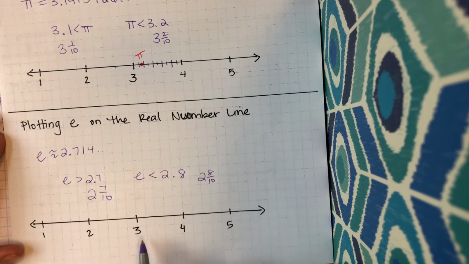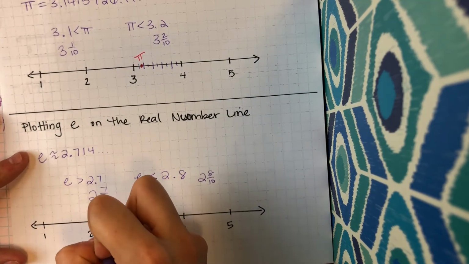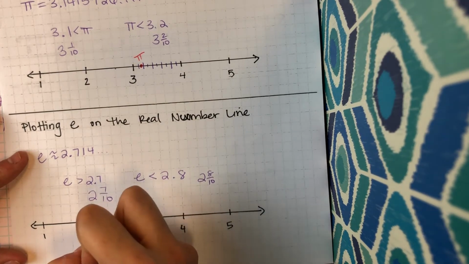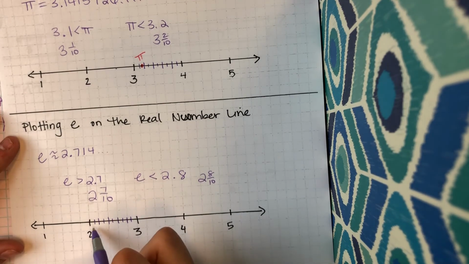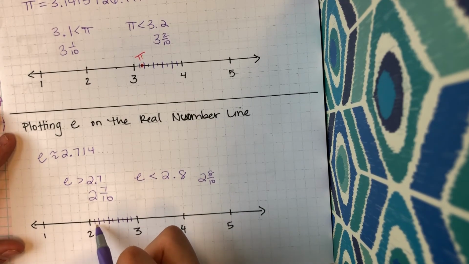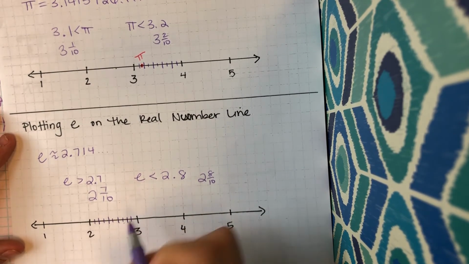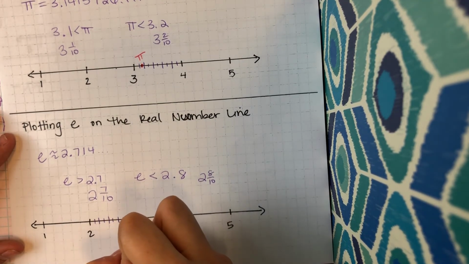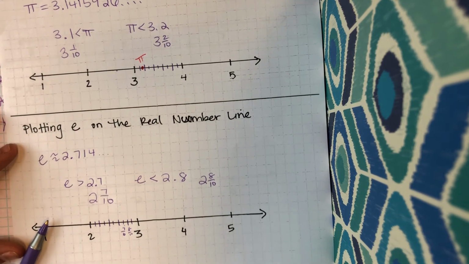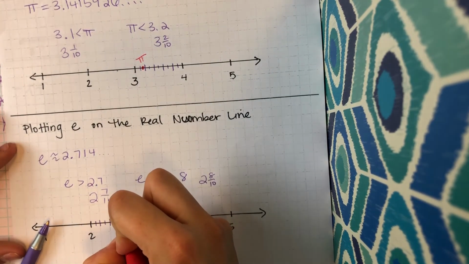So again, between 2 and 3, we'll make our tenths. Cut it into 5. Cut each of those in half. We got 10. Find 2 and 7 tenths. So 1, 2, and 1, 2, 3, 4, 5, 6, 7 tenths. And so that's 8 tenths. And so e is somewhere in between here.